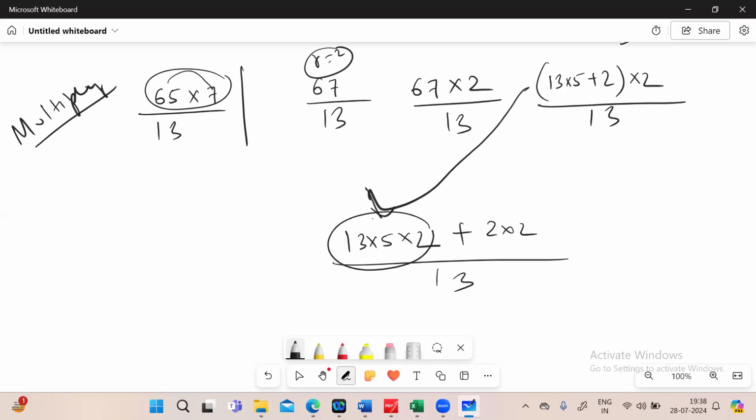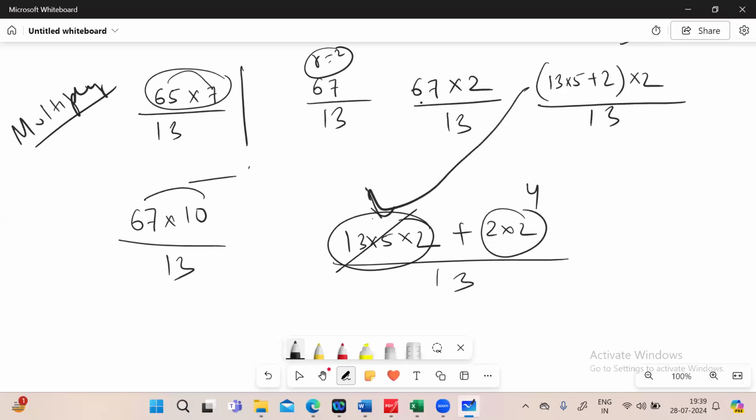And since this term has 13, it will get divided by 13. And this term doesn't have any 13, so it will be the remainder. So what is happening? In case you are multiplying something to the number, the remainder gets multiplied. So if there's a bigger number like 67 into 10, I know the new remainder will be 20 because the remainder here was 2. The new remainder will be 20, and 20 will give you a further remainder of 7 for the case of 13. So this is how we build remainder in multiplication.